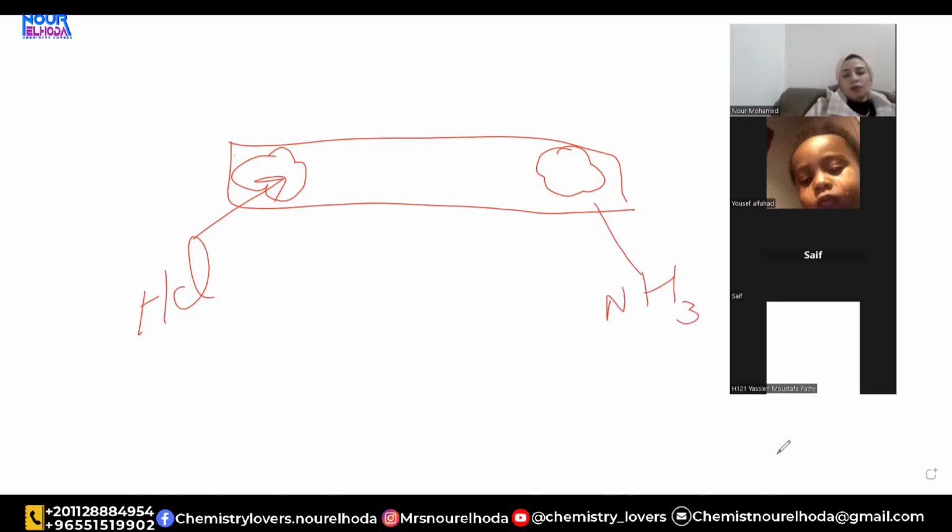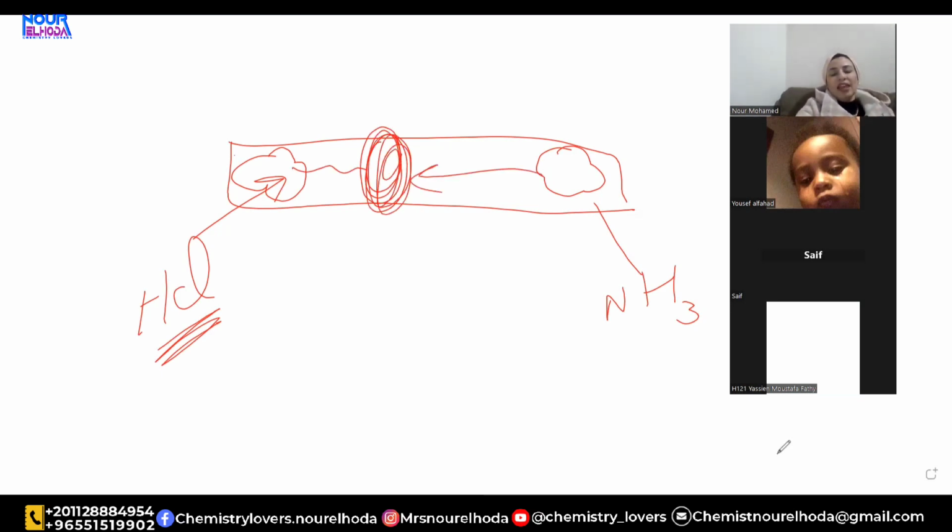We said, what's the process that happens between both? This is diffusion. Diffusion happens between both. And we said, which one is going to diffuse faster? We said, HCl is going to diffuse slower, because HCl is heavier. If you remember this, what we said, the HCl is heavier, that's why it will diffuse slower. But you're going to find the ammonium chloride will form here.